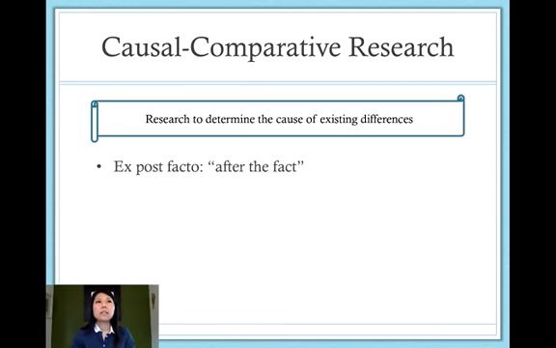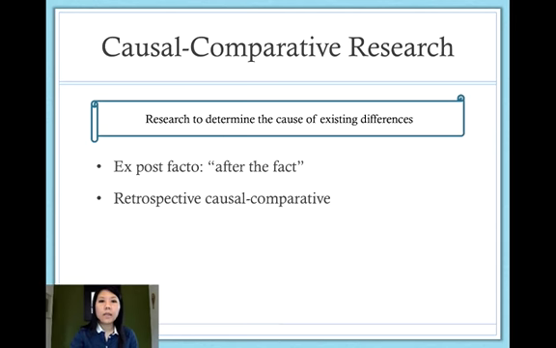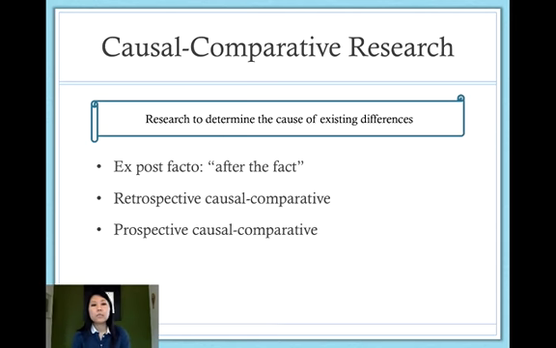So we're not trying to manipulate the independent variable like we would in an experimental study. We're not changing anything. We're just stepping back and seeing what's going on. There are existing differences. We're studying what's going on after they've happened, after the fact. And there are actually two different types of causal comparative studies. One is retrospective, the other is prospective.